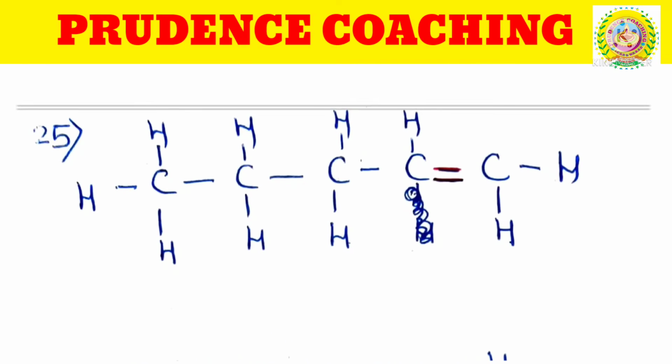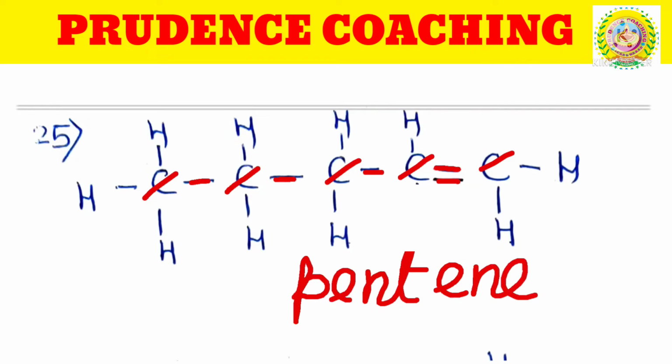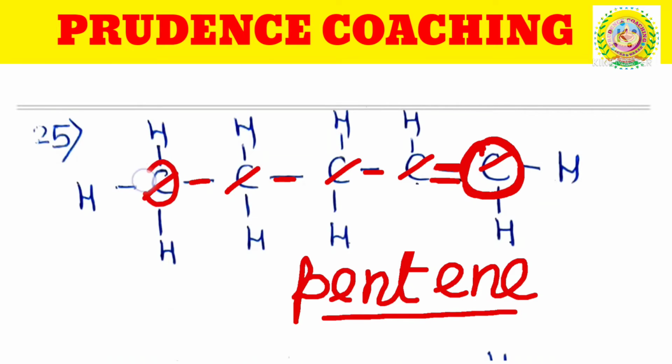Let's start with number 25. So here we have 1, 2, 3, 4, 5 carbons, and we need to use the prefix pent as we have 5 carbons. Now here we have a single covalent bond, here also single, but here we have a double covalent bond. As we have a double covalent bond, you need to use ENE, not ANE. So ENE. Now as you can see, the double covalent bond is with the ending carbon, that means with the terminating carbon. So you can write it as it is. If it was here also, then also you could have written pentene.